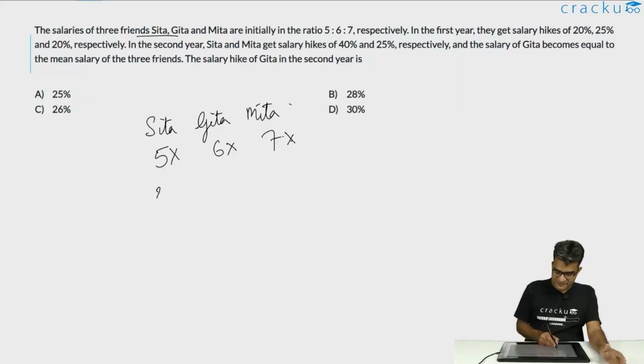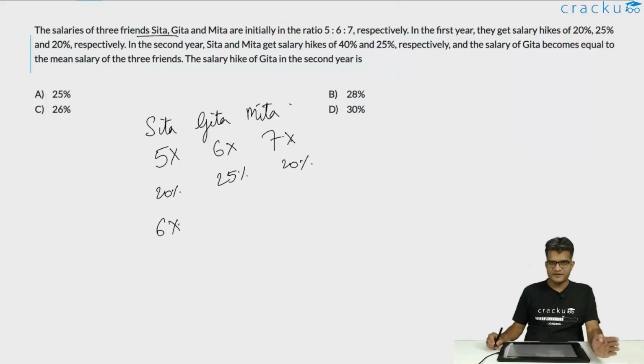They get a salary hike of 20%, 25% and 20%. So the new salary of Sita is 5x into 1 plus 20%, which is 6x. New salary of Geeta is 6x into 1 plus 25%, which is 7.5x. And new salary of Meeta is 7x into 1 plus 20%, which is 8.4x.